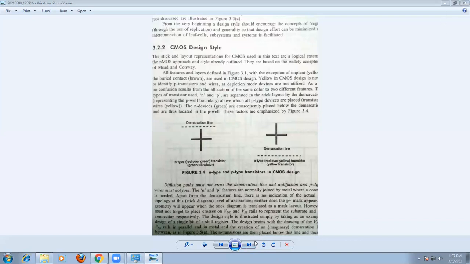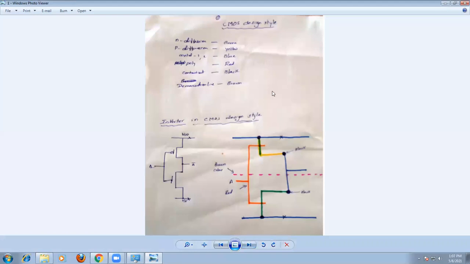Now I'll go to the next slide. In the CMOS design style, N diffusion is green, P diffusion is yellow, metal 1 and metal 2 are blue, polysilicon is red, and the contact cut is black. The demarcation line is blue. That is the main difference. We are not using buried contact; we are using only ordinary contact. We'll discuss how to draw the contact in the layout diagram.